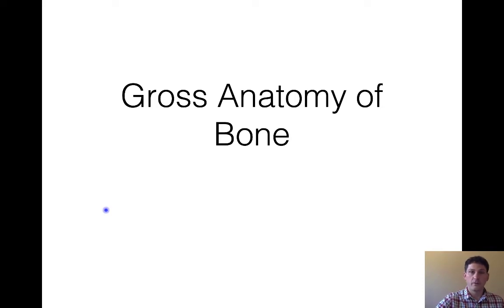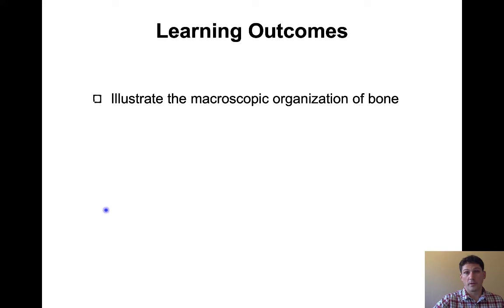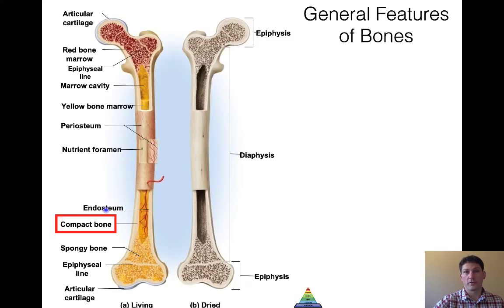Now let's get into the larger overall anatomy of our bone. We're going to look at the macroscopic organization of bone and how our bones are constructed. If you remember back to our connective tissue lecture, we talked about bone being a connective tissue, and we have 2 types of bone. Compact bone, which you can see here highlighted in red, and we have spongy bone, which we'll get into in a little bit.